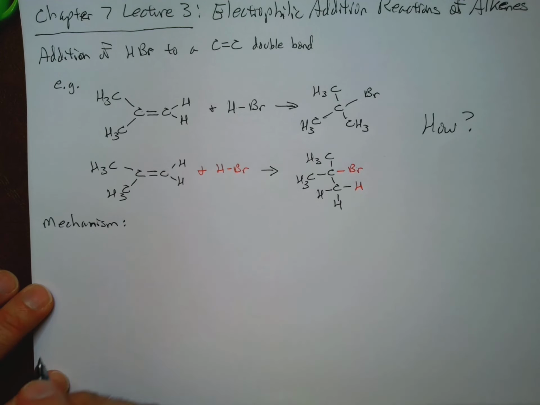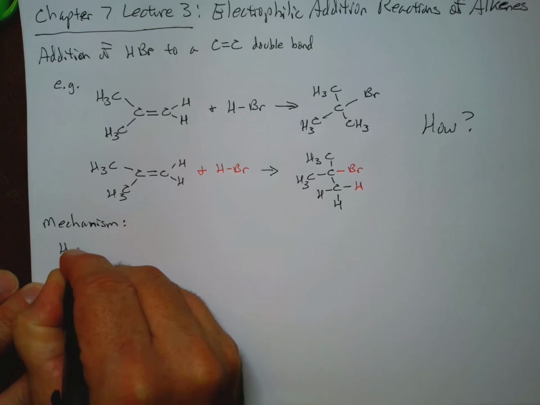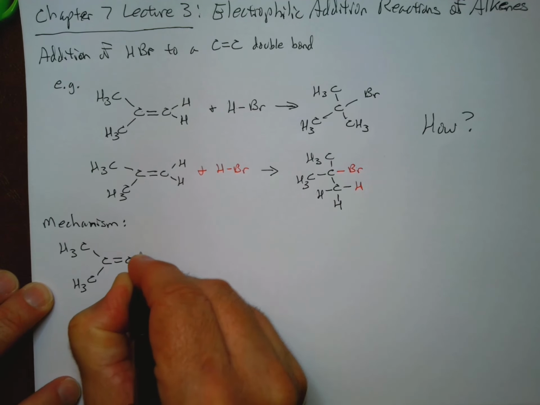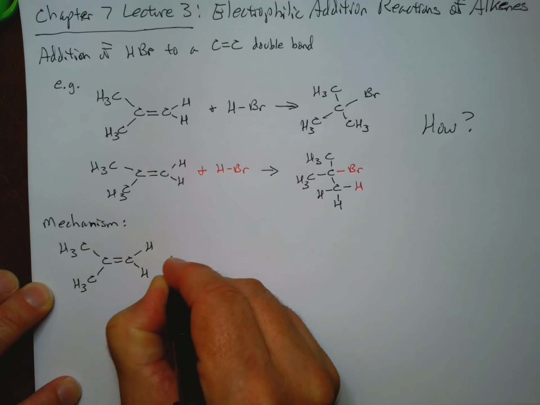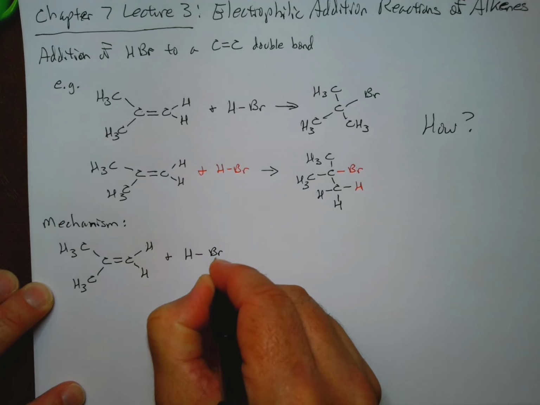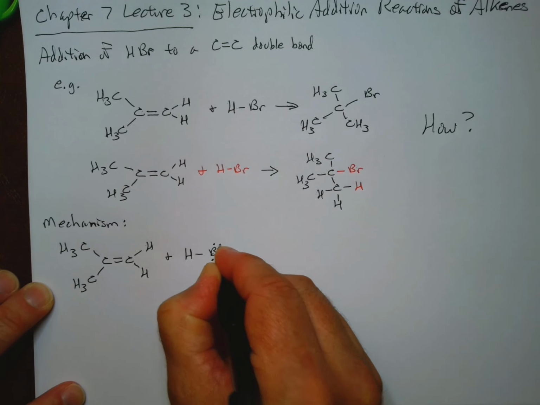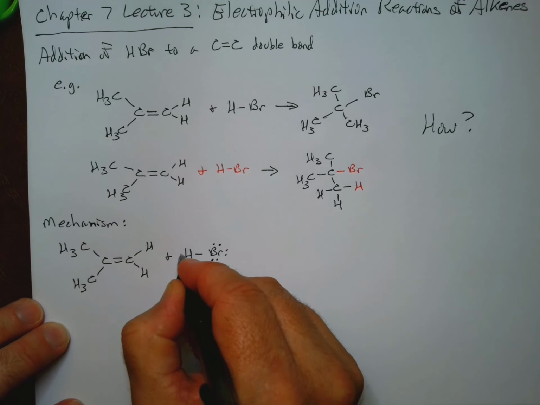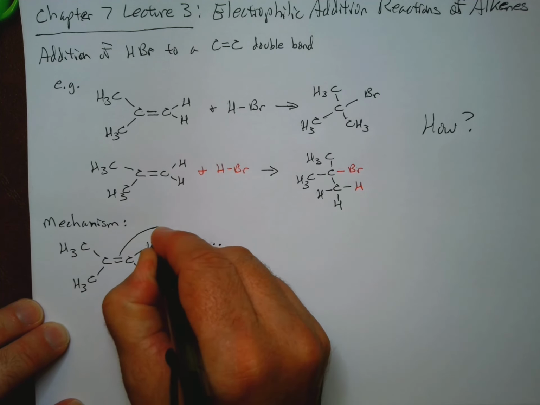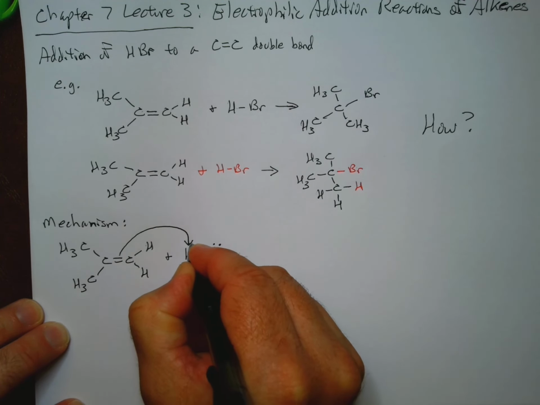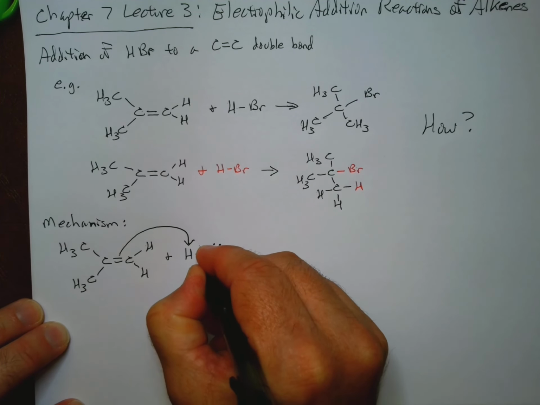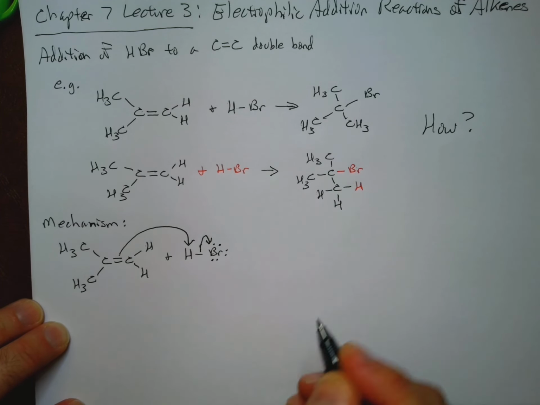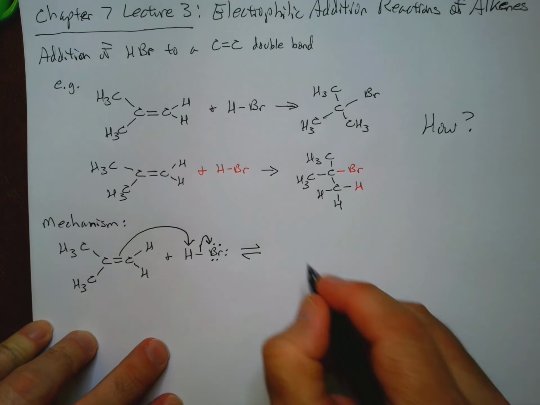What happens is the following. We've got H3C, CH3, double bond CH, plus HBr. Draw in my lone pairs. The first thing that happens is we are going to pick up the proton. So a pair of electrons from the double bond plucks that proton off of the HBr. And now my electrons from that HBr bond go on to the bromine. And that is going to give us the following.